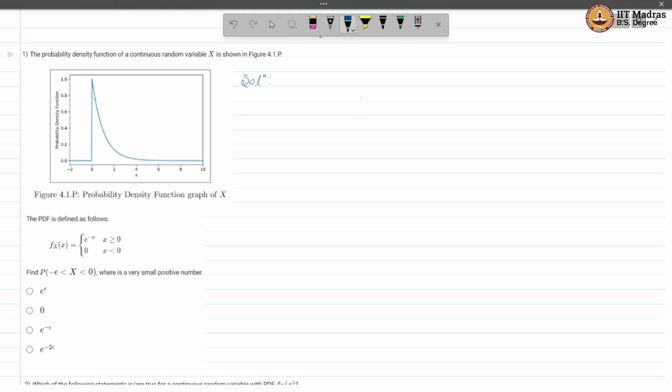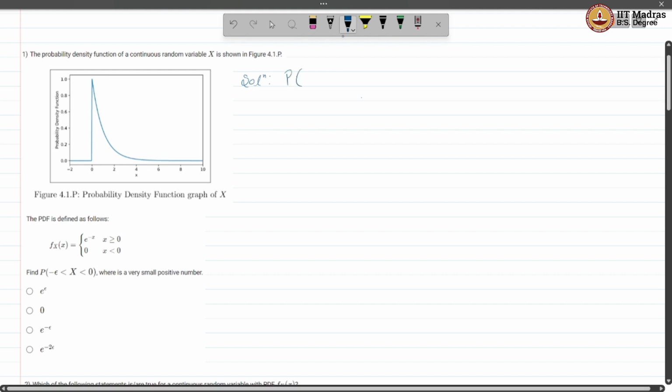In question number 1, the probability density function of a continuous random variable x is shown in the figure, and the PDF is defined as e raised to the power minus x for x greater than or equal to 0, and it is 0 for x less than 0. And we have to find the probability that x is greater than minus epsilon and less than 0.